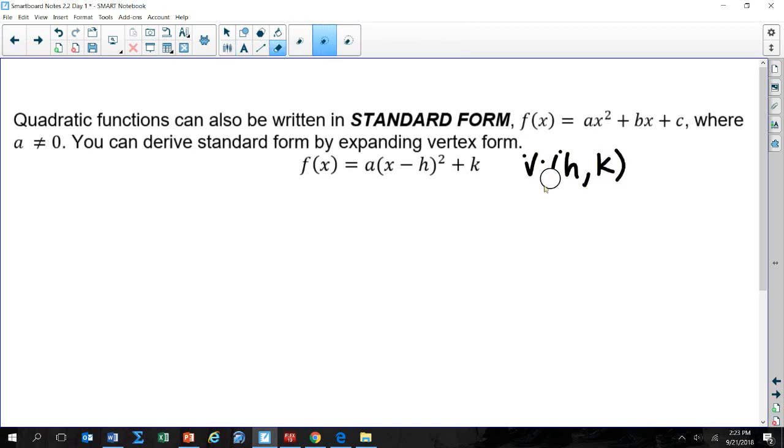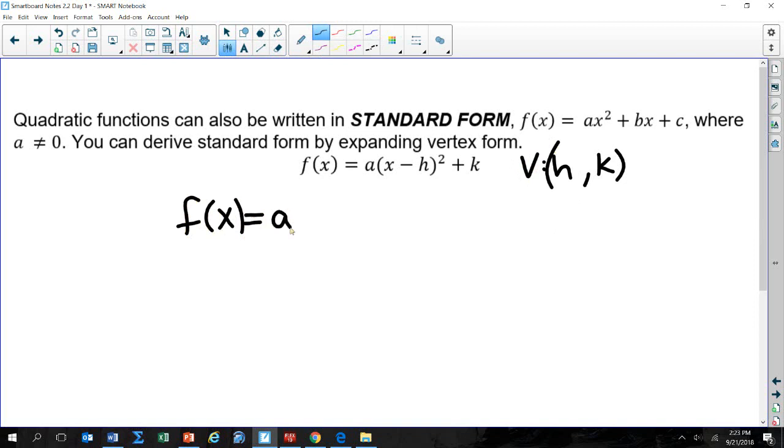Okay. That was really poorly written. Okay, vertex is h comma k. Okay, I'm going to expand this out. So the first thing I'm going to do is I'm going to write x minus h twice so that I can FOIL it out.